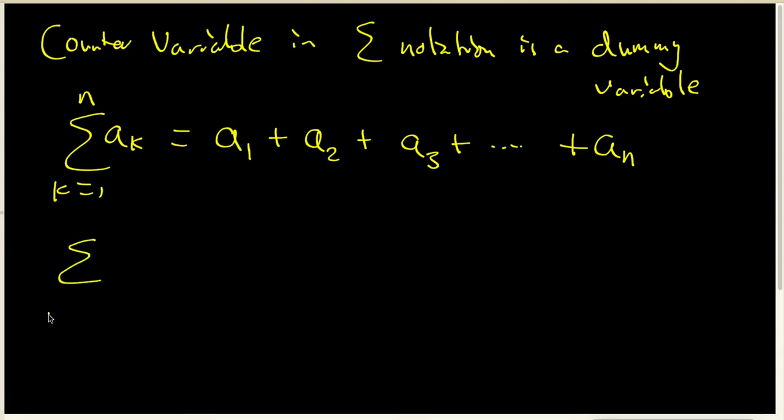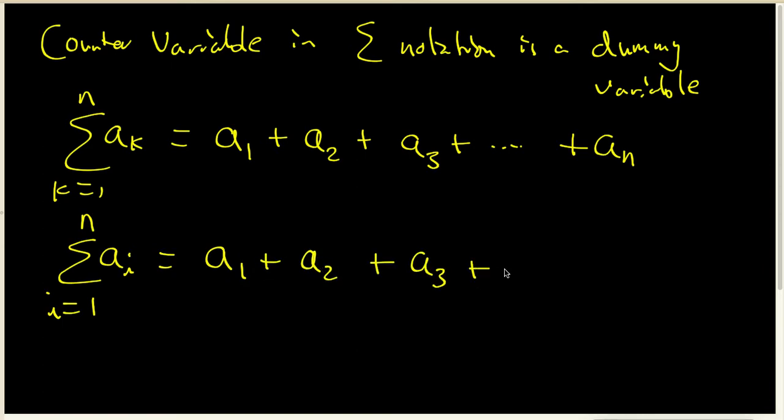On the other hand, if I write this sum as the sum as i goes from 1 to n of a_i, this is also going to be a1 plus a2 plus a3 plus all the way down to an. In the top summation, we're saying k is equal to 1, k is equal to 2, k is equal to 3, k is equal to n, and we have the plus signs. In the bottom sum, we're saying i is equal to 1, i is equal to 2, i is equal to 3, i is equal to n. But the expression that we get is clearly the same thing.